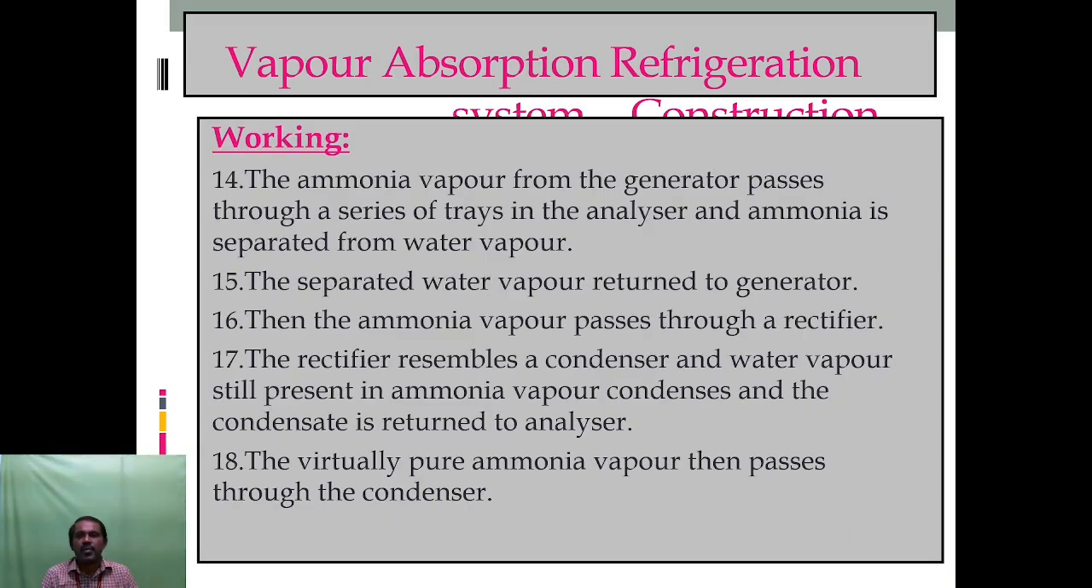The ammonia vapor from the generator passes through a series of trays in the analyzer, and the ammonia is separated from the water vapor. The separated water vapor is returned to the generator. Then the ammonia vapor passes through the rectifier. The rectifier is a cooler, cooled by the condenser water, and the water vapor still present in the ammonia vapor is condensed. Then the condensate is returned to the analyzer. Pure ammonia vapor then passes through the condenser.